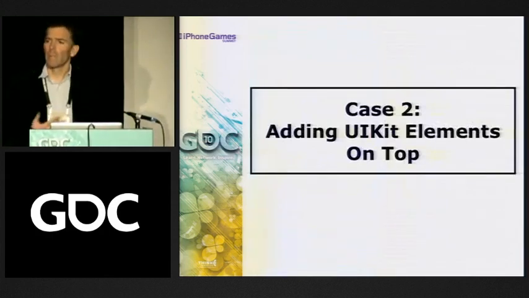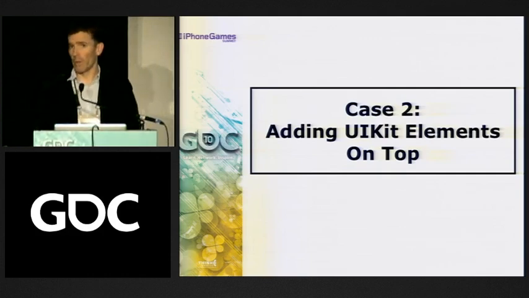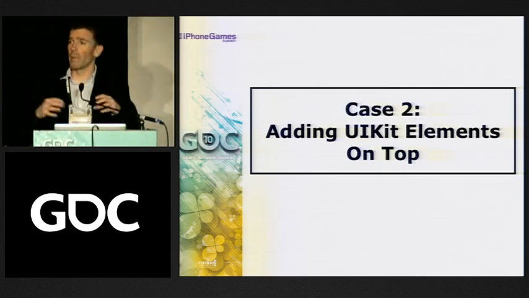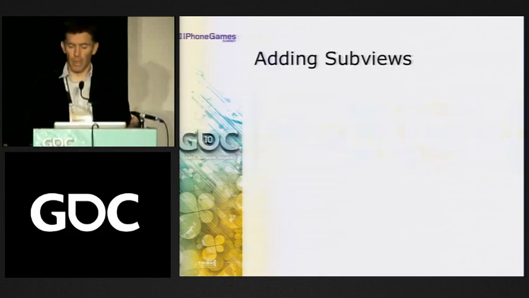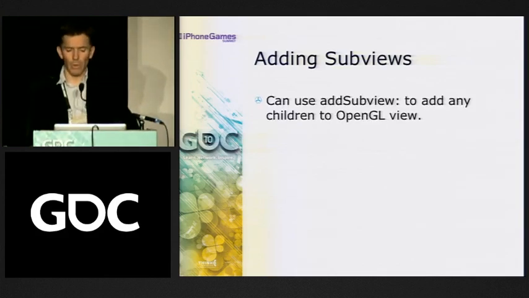Okay. Getting progressively more interesting. Now let's add UIKit elements on top of the OpenGL view. That was an example where I put the UIKit elements underneath because I didn't need to put them on top. Let's add them on top. And they're just subviews. The OpenGL view is just a UIView, so you can call addSubview and put anything in there.